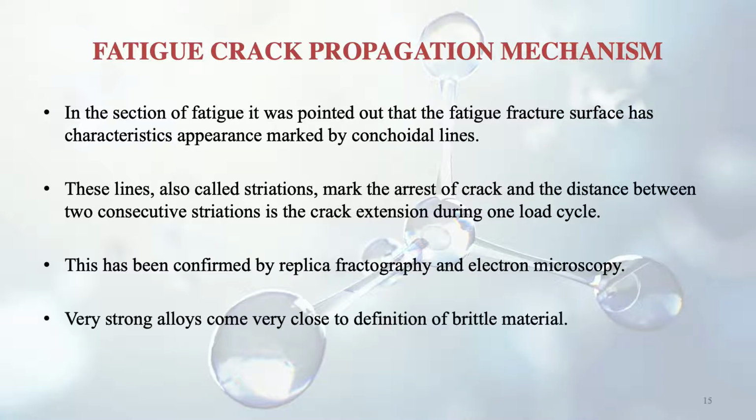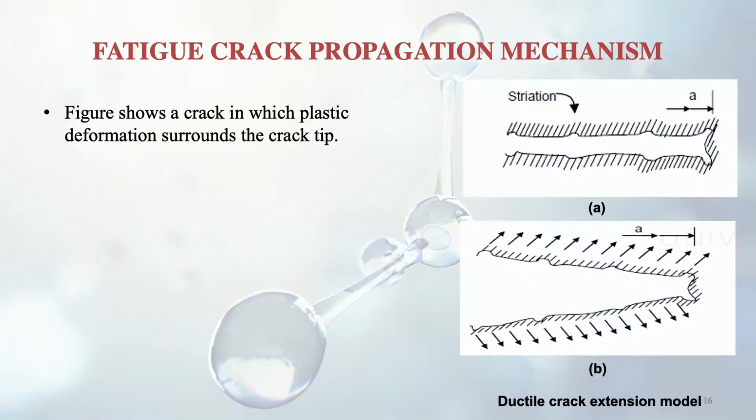And in the case of very strong alloys, they come very close to the definition of a brittle material. So in very strong alloys, the plasticity is less and they are somewhat brittle. So again, here is the mechanism we discussed. The first figure is A, if you can see. It shows a crack in which the plastic deformation surrounds the crack tip. You can see the crack tip towards the left-hand side of figure A.